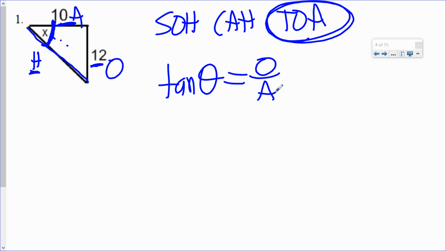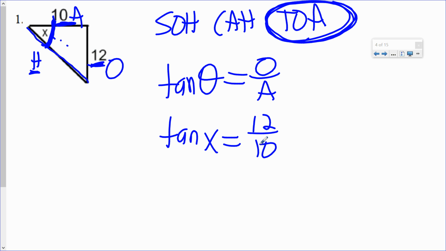So again, out of A, O, and H, which two are labeled in this particular problem? O and A. Tangent is the trig function with O and A. Now I substitute my values into the equation. Theta is a variable for the angle. The angle in this example is x. O is 12. A is 10.